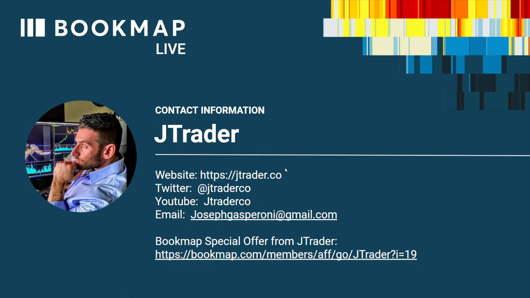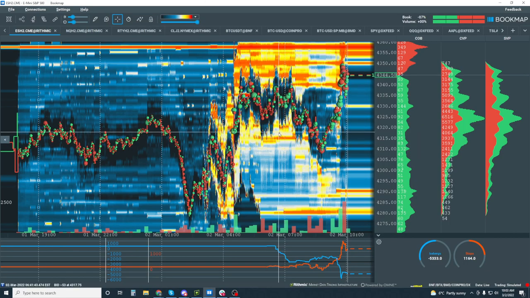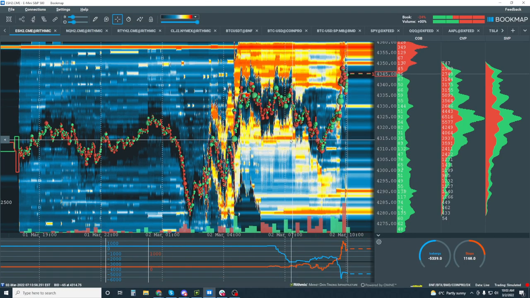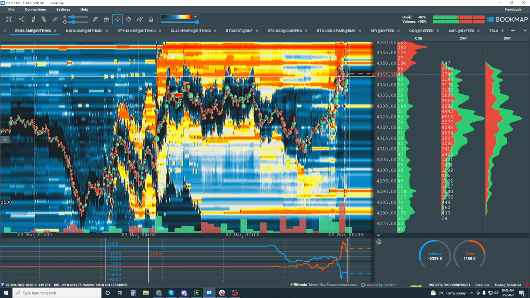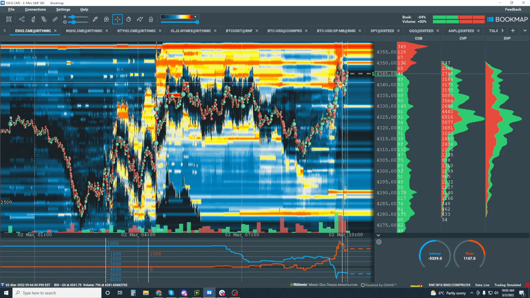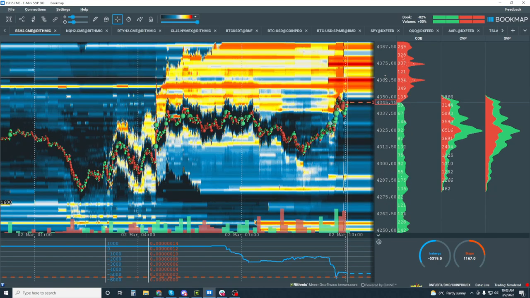So in the meantime, let's jump into the live market, and then we'll give it over to JTrader when he is ready. Let's take a look at Bookmap here and the order flow. Seeing some nice momentum at the moment here. Some selling up here, a little. Not as clear as we'd like to see, but we see the buying coming in here, looking for them to extend and continue with the momentum up into this liquidity up here.